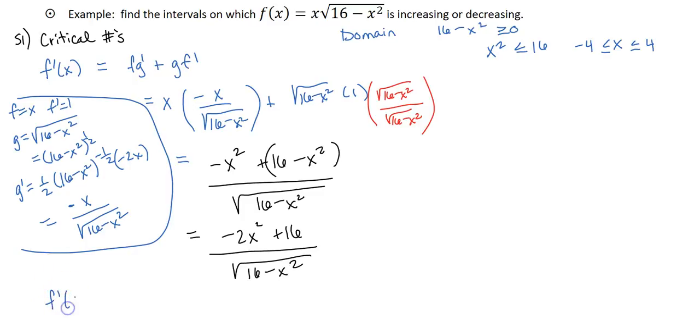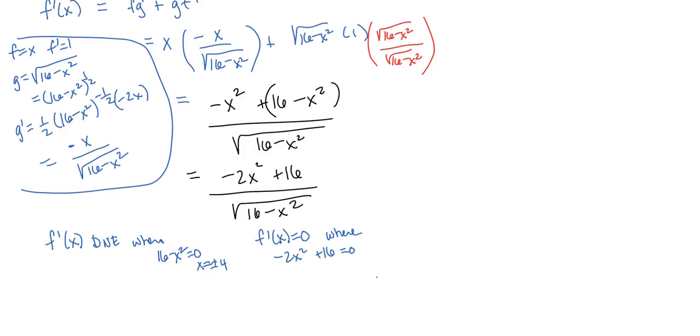So f prime of x does not exist where the denominator is equal to 0, where 16 minus x squared equals 0, so that's x equals plus or minus 4. Those are our boundary points anyway. f prime of x equals 0 where negative 2x squared plus 16 equals 0, or 2x squared equals 16, so x squared equals 8, and x would be plus or minus the square root of 8, or plus or minus 2 root 2.